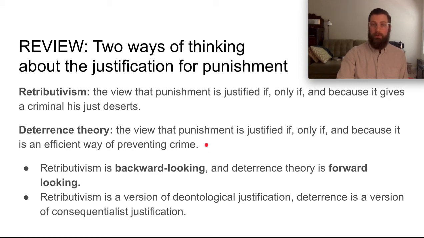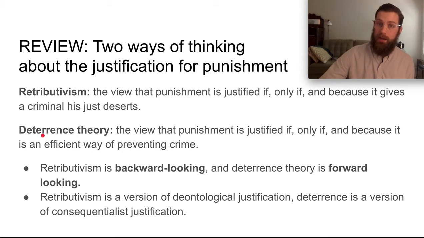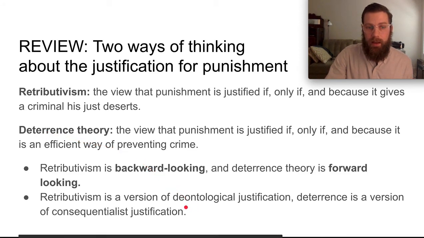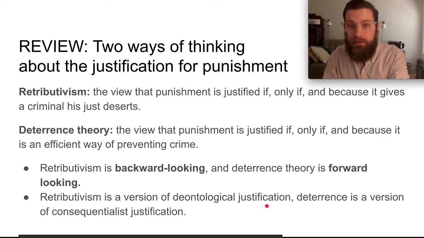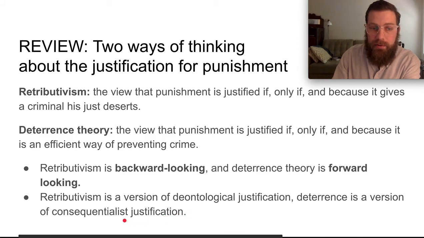One way we might think about this distinction is that retributivism is backward-looking. It's responsive to facts about what happened in the past. What you did in the past determines what the right punishment for you will be. Whereas a deterrence theory is all about what punishment is right for you is the one that will prevent the most possible crime in the future. And we also noticed that a backward-looking theory is more deontological in character, whereas deterrence is one version of a consequentialist justification of punishment.